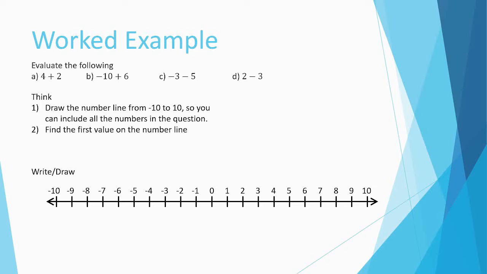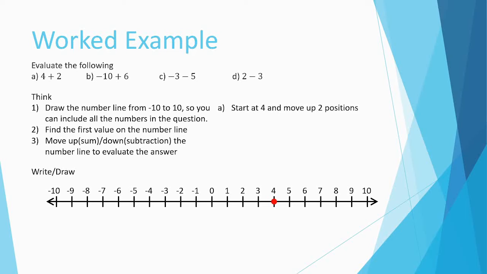So for each one of these questions, I'm going to find the first value on that number line, and then I'm going to move up if I'm adding, or down if I'm subtracting the number. So let's start with the first one. We've got 4 + 2, so I'm going to start at that +4. And because we're adding, we're going to move to the right, so I'm going to move up 2 positions, and I get to 6. So I'm going to write down in my book that 4 + 2 = 6. And my teacher will be able to see what I'm doing.